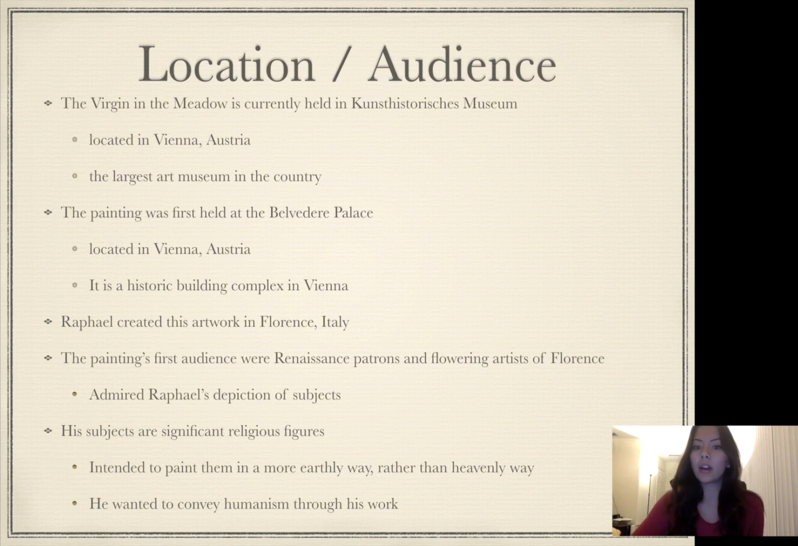Next, I want to talk about the location and audience the painting had in its time period. Today, the Virgin in the Meadow is currently held in, excuse my pronunciation, Kunsthistorisches Museum, which is located in Vienna, Austria. This museum is the largest art museum in the country. But before arriving there, the painting was actually first held at the Belvedere Palace, also located in Vienna, Austria. The Belvedere is a historic building complex in Vienna, and it houses the world's largest collection of Gustav Klimt's paintings.